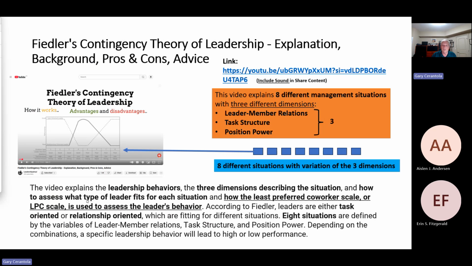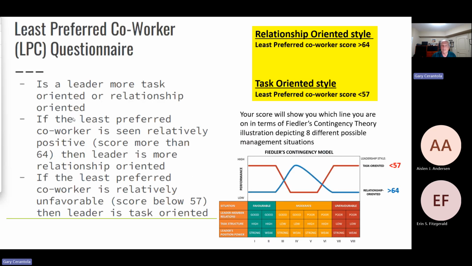And what the video does explain is leadership behaviors through those three dimensions, describing the situation and how to assess what type of leader fits for each situation, to know where you need to make these changes and pull out that other management style that you can use. Okay, so I explained that.